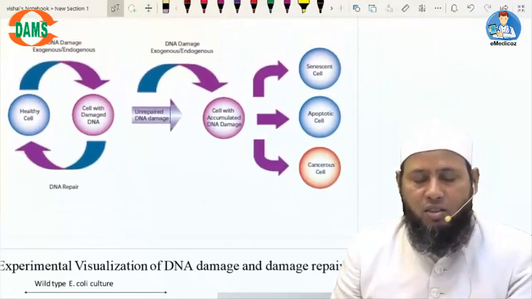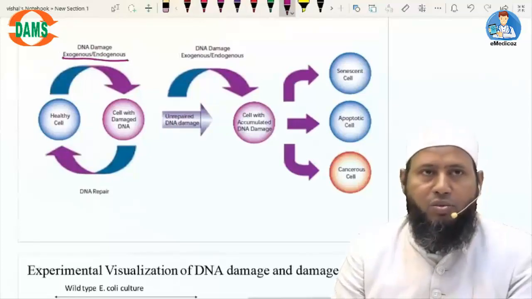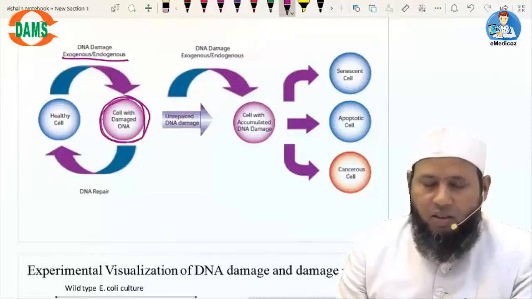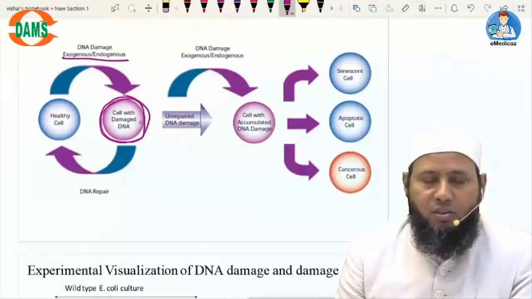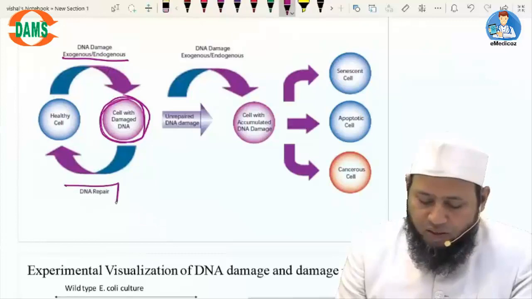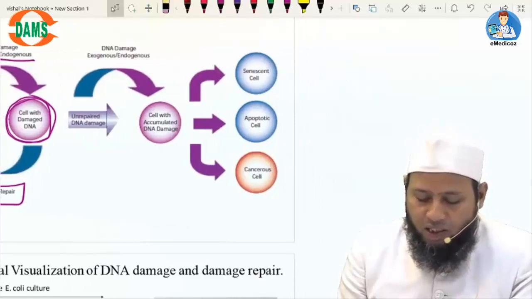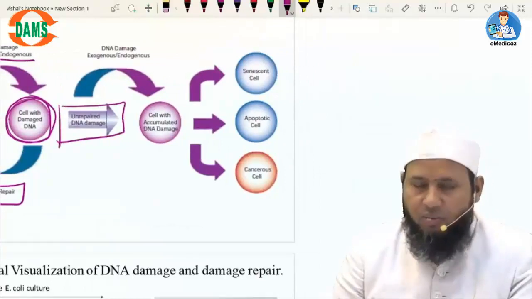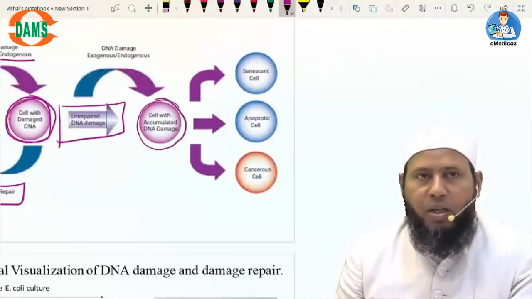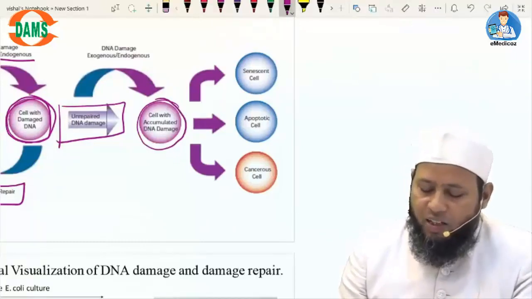So if you look at this cartoon, it says the same thing: there is DNA damage, either by an exogenous or endogenous factor, and the cell tries to repair the damaged DNA. If the damage is repaired or removed by the DNA repair system, the cells survive and remain healthy. However, if the DNA damage is unrepaired or is repaired with some error, more and more damage will accumulate in the genome, and that will result.